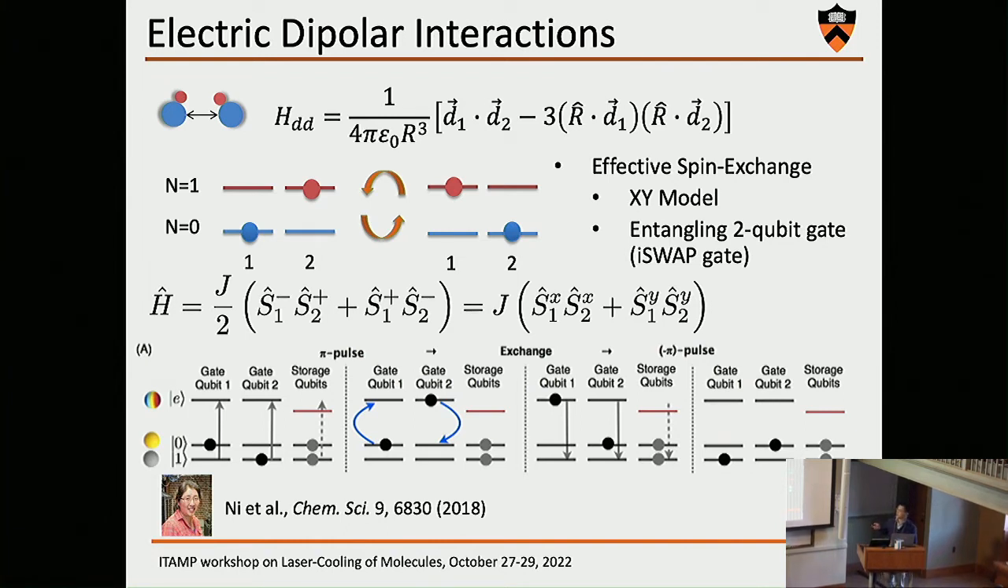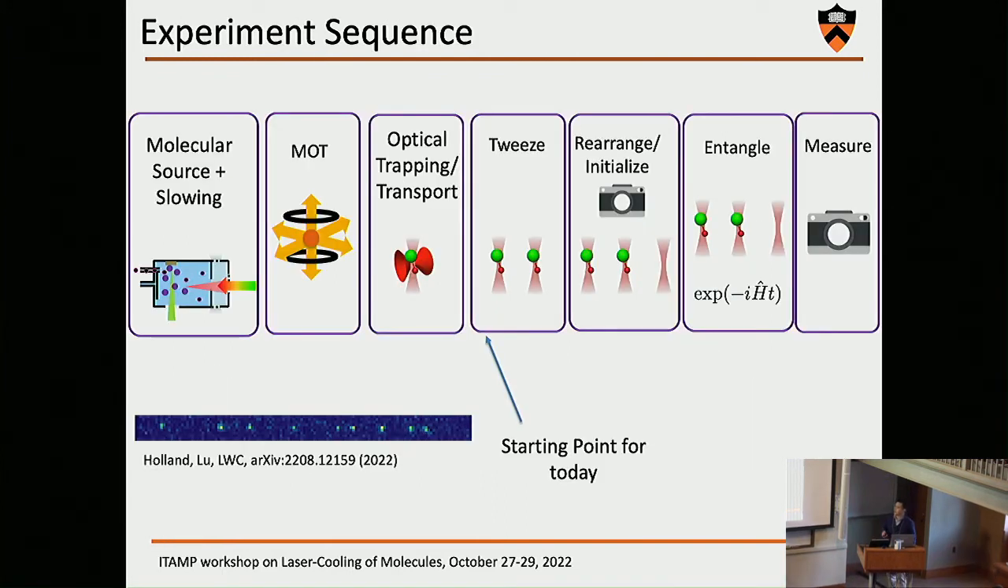Right, so now that we understand how the electric dipolar interaction can give rise to this effective Hamiltonian, let's move on to what we actually do in the experiment. So our system consists of laser-cooled CaF molecules. We'll follow the typical way of making cold CaF molecules, generating CaF molecules chemically.